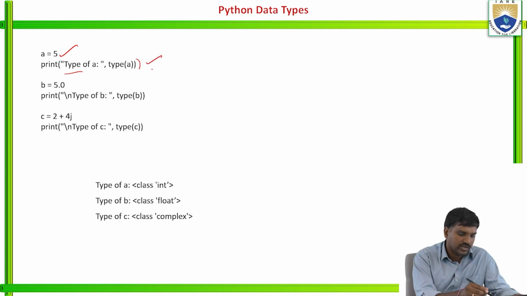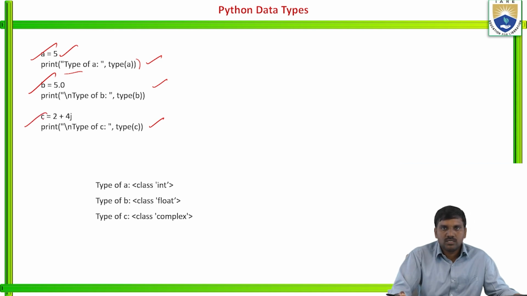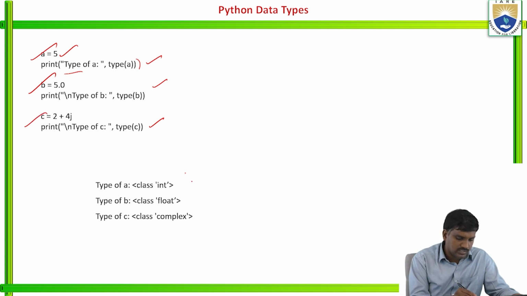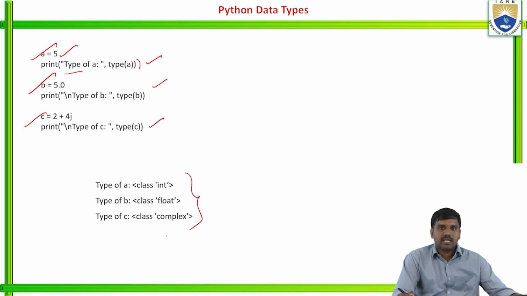So a is equal to 5, b is equal to 5.0, c is equal to 2 plus 4j. Here we have an integer value, a float value, and a complex value. The output will show the type of a is int, type of b is class float, and type of c is class complex.